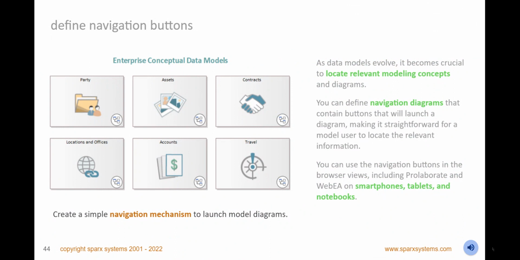Define navigation diagrams with buttons that launch data model diagrams, making it easy for any business or technical stakeholder to navigate through the model. Include navigation icons to describe the type of diagram or information that the button will launch. Use the navigation buttons in the browser views, including Prolaborate and WebEA on smartphones, tablets, and notebooks. Target other navigation diagrams such as projects or disciplines to allow drill down through the model.